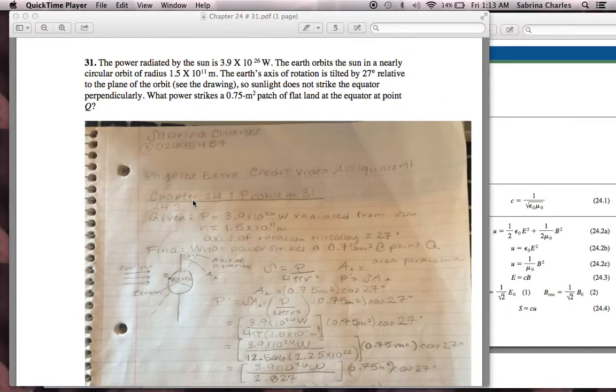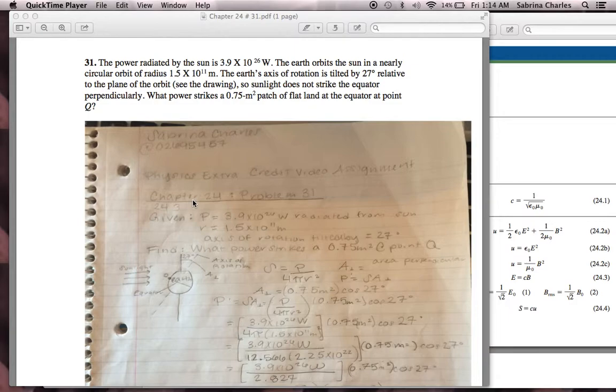This is chapter 24, problem number 31. The power radiated by the sun is 3.9 times 10 to the 26 watts, and the Earth orbits the sun in a nearly circular orbit of radius 1.5 times 10 to the 11 meters. The Earth's axis of rotation is tilted by 27 degrees relative to the plane of the orbit, so sunlight does not strike the equator perpendicular.